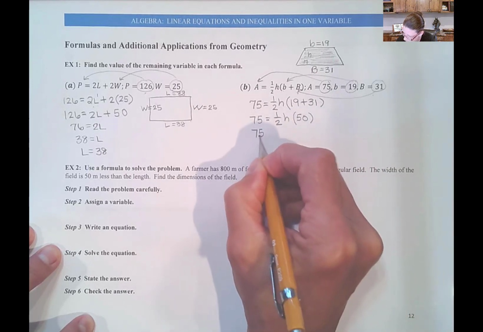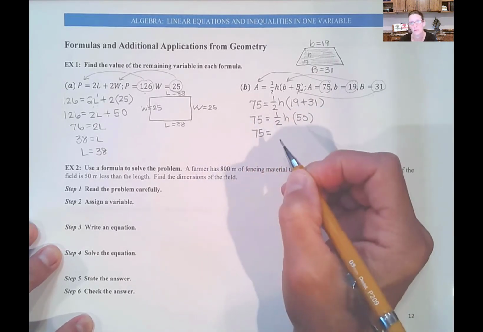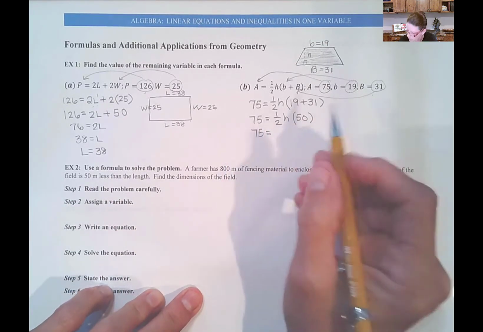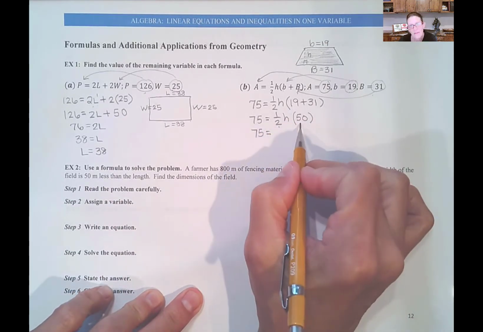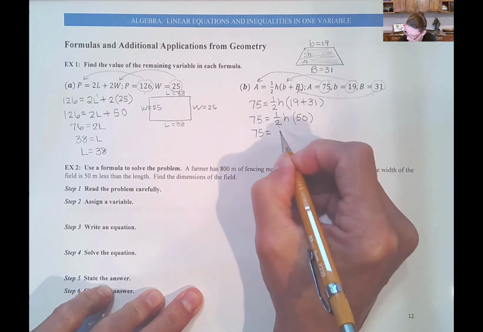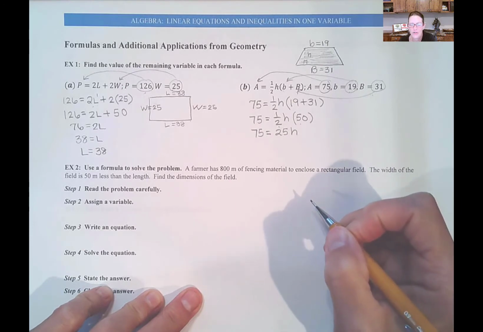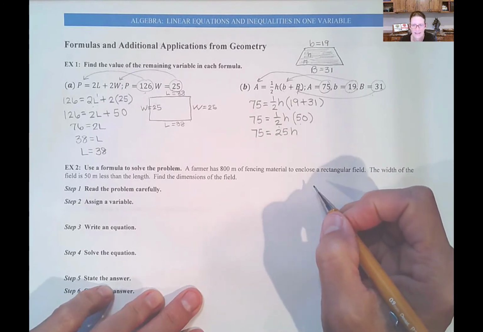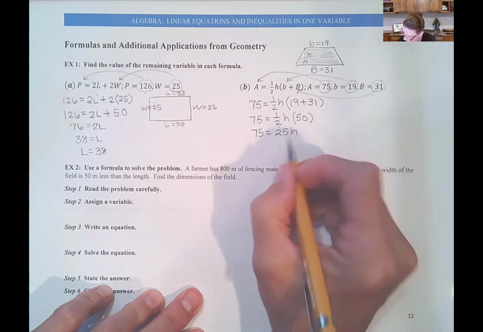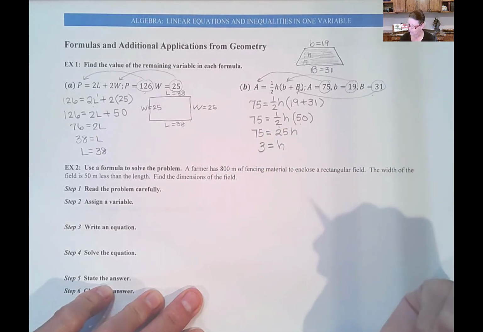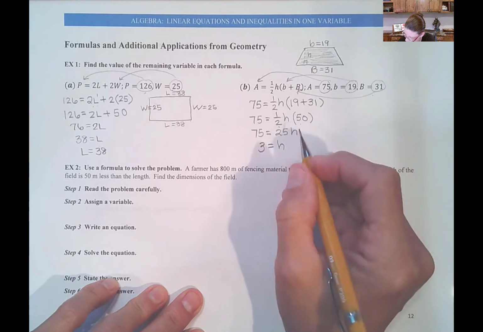Next, I'm going to use the associative property of multiplication. We can multiply factors in any order that we choose. So I'm going to multiply 1/2 times 50. Half of 50 is 25. So 25h is equal to 75, and last, let's divide by 25. 75 divided by 25 is 3. The height is 3.